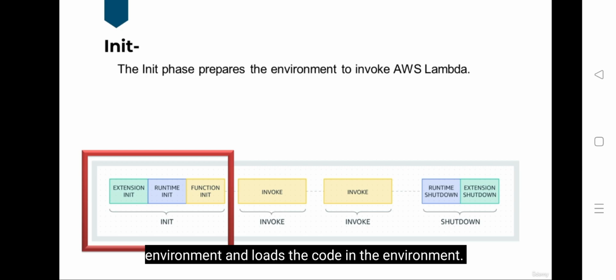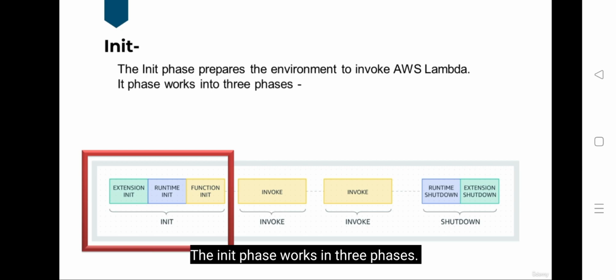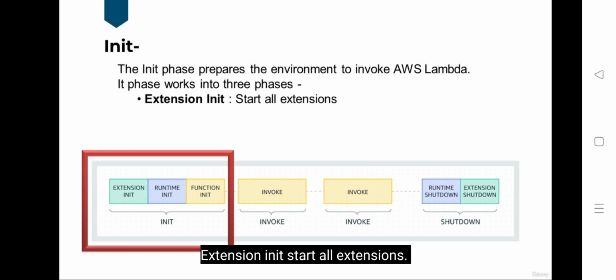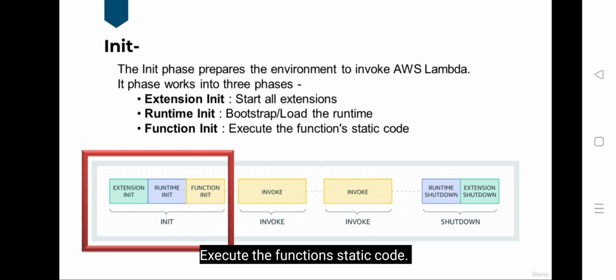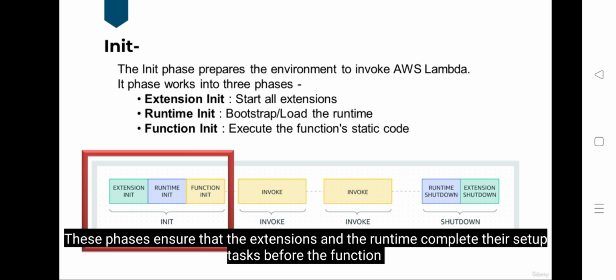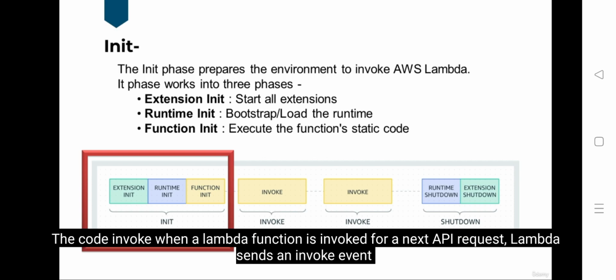in the environment. The init phase works in three phases: extension init, start all extensions; runtime init, bootstrap or load the runtime; function init, execute the function's static code. These phases ensure that the extensions and the runtime complete their setup tasks before the function runs the code.